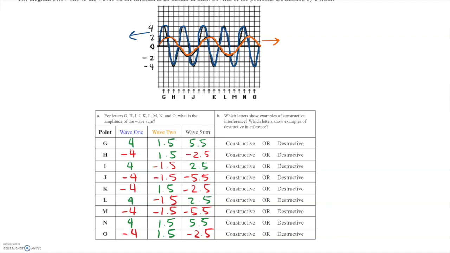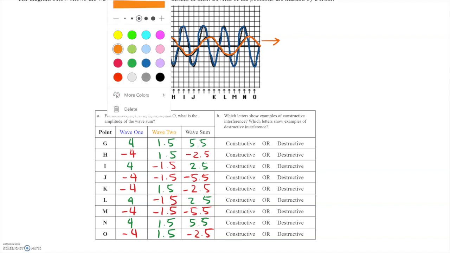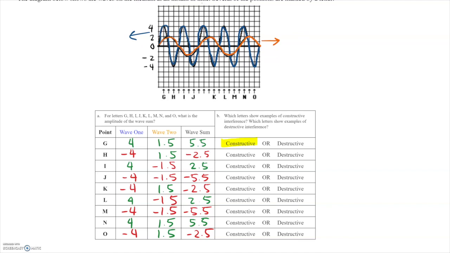All right, so let's go ahead and start with G. At G, they are in agreement, so this is an example of constructive interference because they are both in the green. For H, because one is negative and one is positive, this is an example of destructive interference. For I, because one is green and one is red, this is also destructive interference. For J, because they're both red, this is an example of constructive interference. For K, because one is red and one is green, this is an example of destructive interference. For L, same thing, one is green and one is red, and so that's destructive.